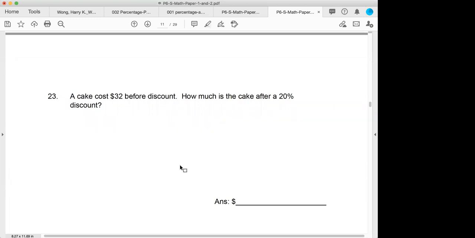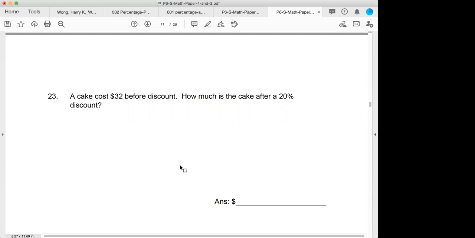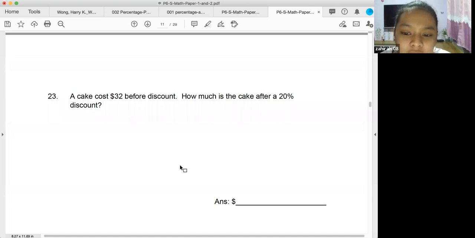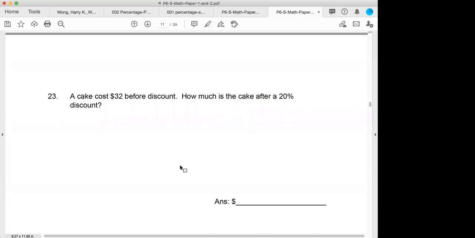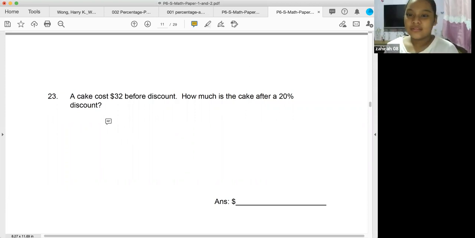$8.40. Mama, $8. Maybe that's the discount. But that's the discount. They want to know how much is the cake after the discount. What's the discount? Discount means the potongan harga. Let's say now you buy a skirt, $40, and I give you a discount. It cannot be more than the original price.